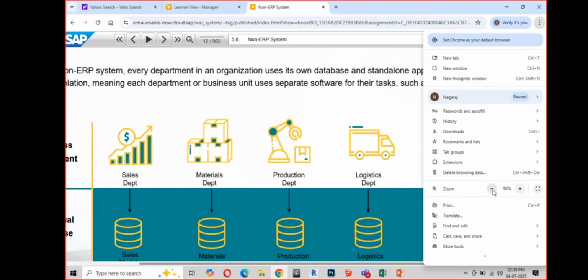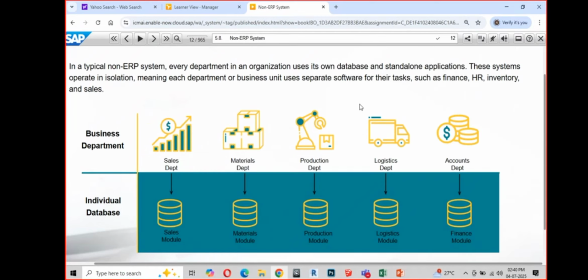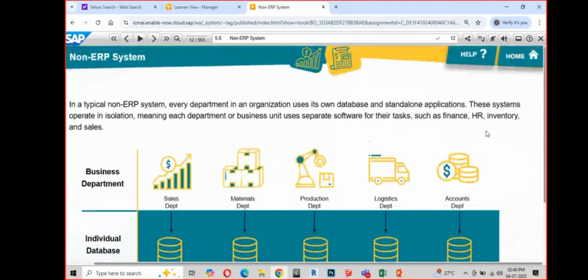Yeah, now I think it's okay. Perfect. I just reduced the size so that you can see the full screen. So basically, all of this is theory based. You don't have to do anything in the SAP systems. Let us reach that particular stage, and I'll take you through the system also.